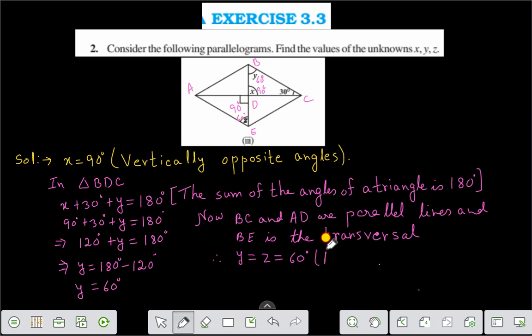The reason is alternate interior angles.